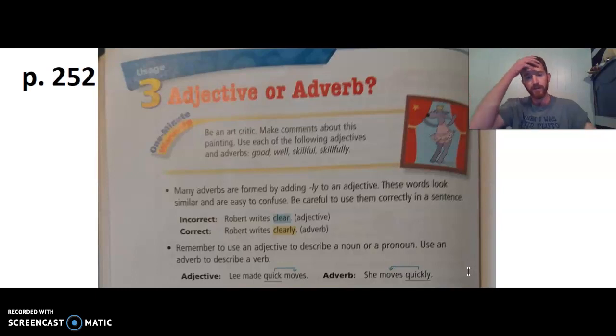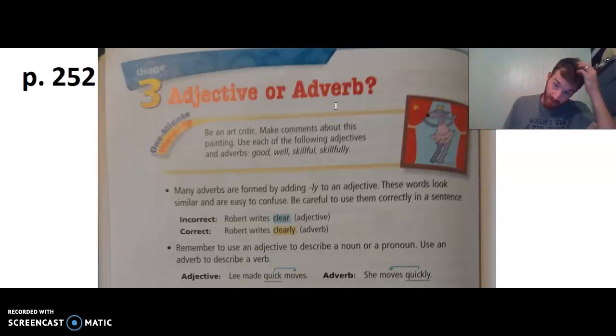Today what I'm going to do is go through pages 252 and 253 of the book, and we're just going to kind of go through that together. If you want to just watch, that's fine. And then you're going to do the workbook on your own today, okay? So we're going to look through a couple little bits here of our adjectives versus adverbs, okay?